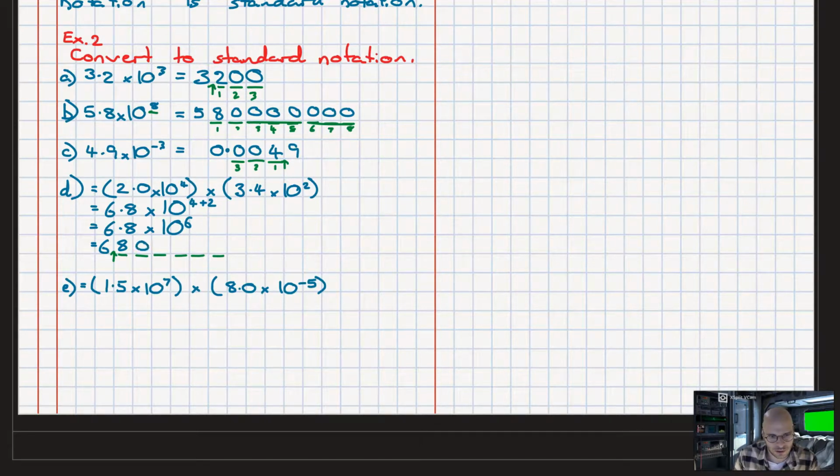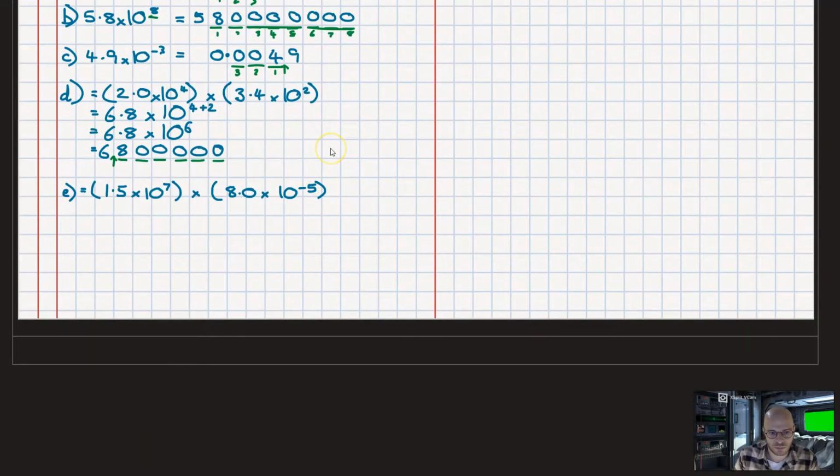So putting a 0 in all of those free spaces, what we find is 2.0 times 10 to the 4 times 3.4 times 10 to the 2 is equal to, that's thousands, millions, 6,800,000, or you can simply write it as 6.8 million. So what would usually cause us a little bit of grief and make us want to go for the calculators, we find that we can do these in our head quite easily now. In our final example, we have 1.5 times 10 to the 7 times 8.0 times 10 to the negative 5.